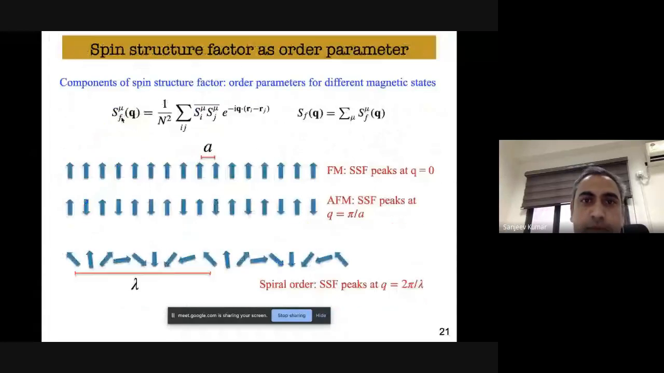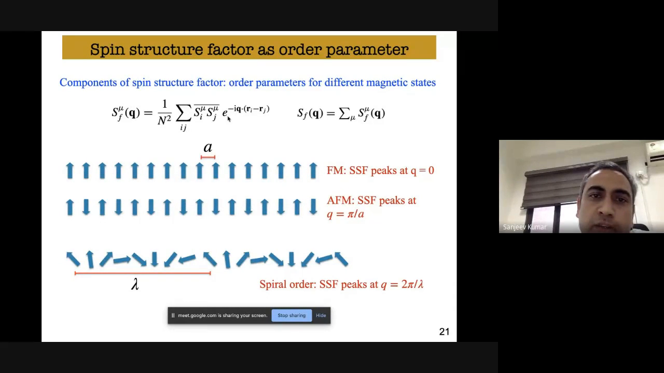So now, having discussed what the effective Hamiltonian looks like and what the method is that we can use to study the physics of this Hamiltonian, let me just spend one slide on the order parameters. The main order parameter that we use, or one of the main order parameters, is a component resolved spin structure factor. Spin structure factor is a Fourier transform of a spin-spin correlation function, and the mu denotes the x, y, and z components of the spin.